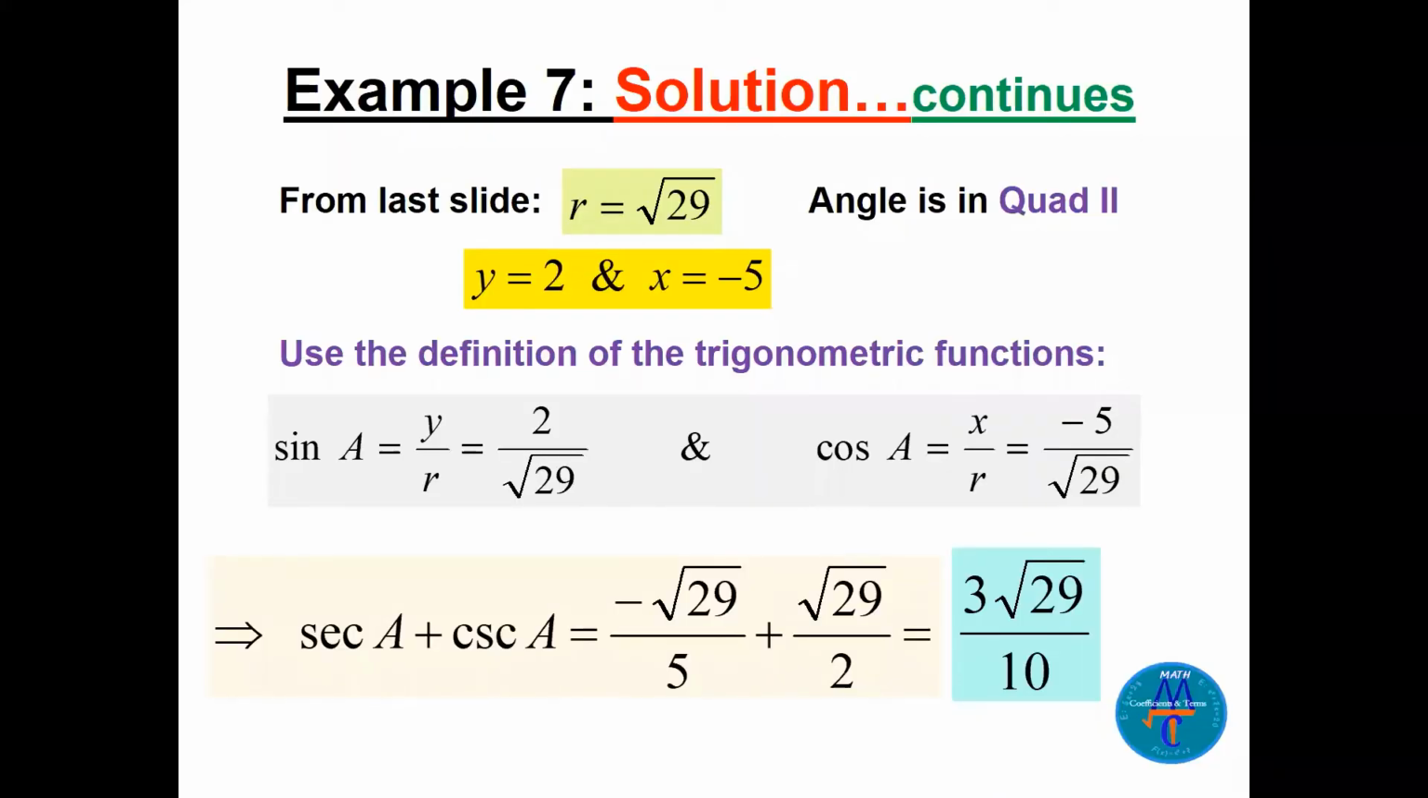From the last slide, r is the square root of 29, y is 2, and x is minus 5. So we can find sine A, y over r, which is 2 over square root of 29, and cosine A, x over r, which is minus 5 over square root of 29. We need secant of A, the reciprocal of cosine, so square root of 29 over minus 5. I can put the minus up or down. Plus cosecant of A, the reciprocal of sine A, which is square root of 29 over 2. The LCD here is 10, so that will be 3 square root of 29 over 10.